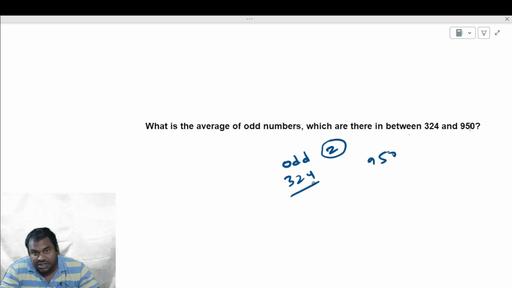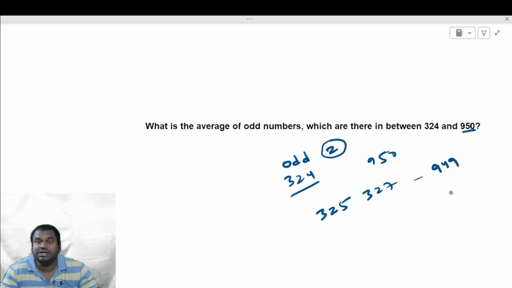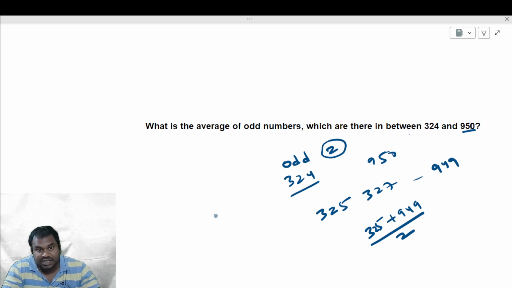What is the first odd number after 324? 325. Next 327, like that it will go. And what is the odd number before 950? 949. So the first number is 325, plus the last number 949, divided by 2. We discussed this in the last class. The common difference is the same.